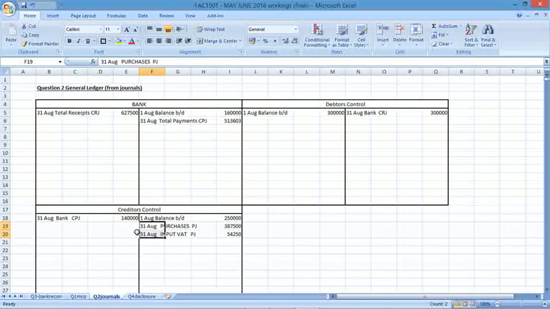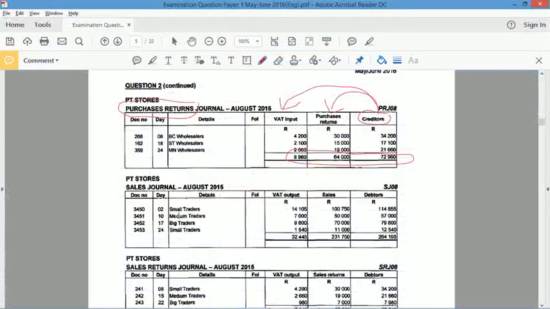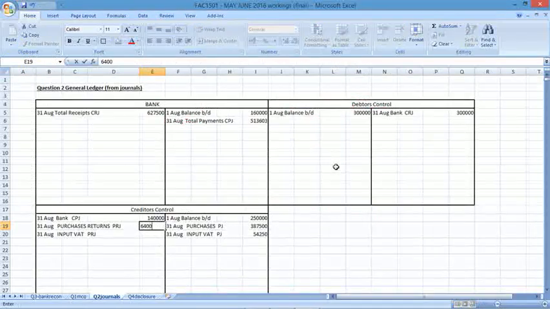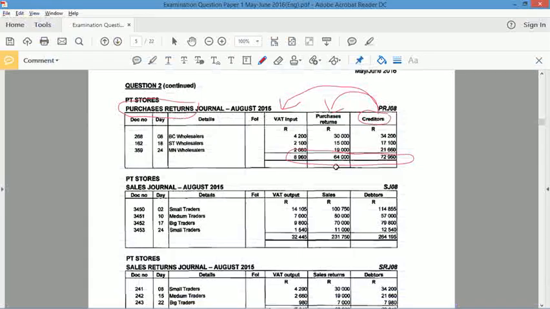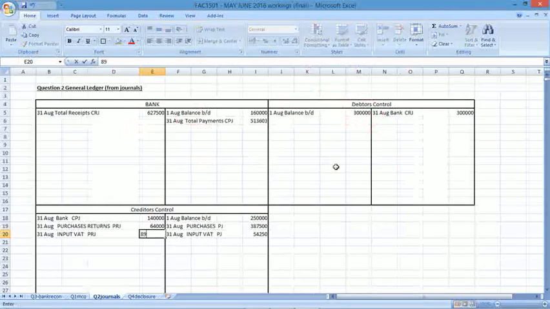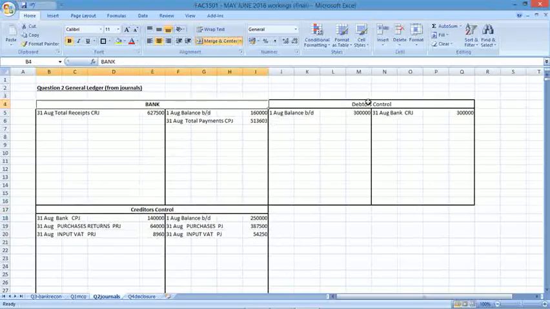So I'm going to write down purchases returns from the purchases returns journal, and input VAT is going to be reversed out, purchases returns journal. Okay, the amount here was 64 and 8,960. Right, and that's the creditors control.